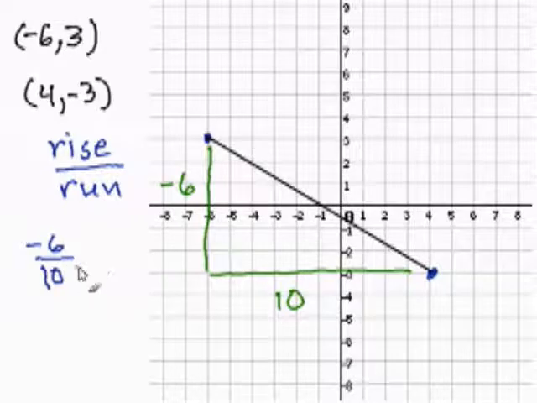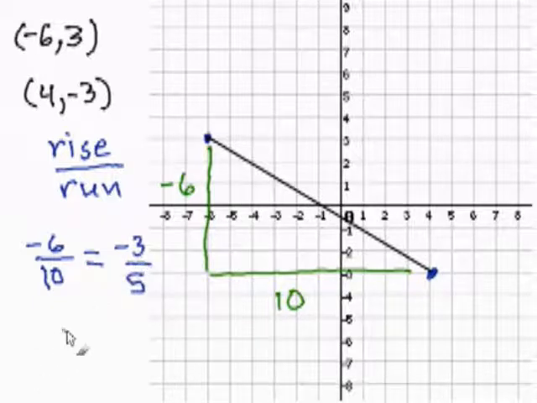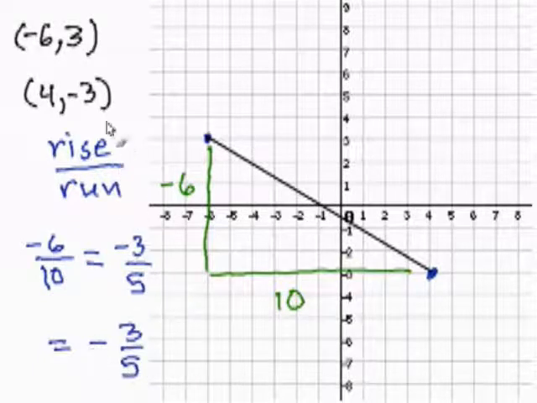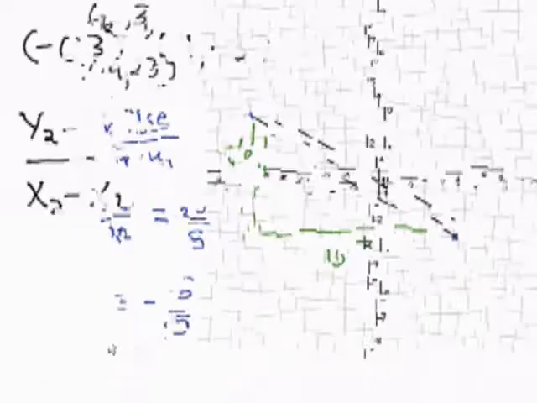Now I should reduce whenever possible. -6 and 10 can be reduced by 2, and that's going to get you -3 over 5. And the slope between these 2 points is -3/5. And this completes my problem.